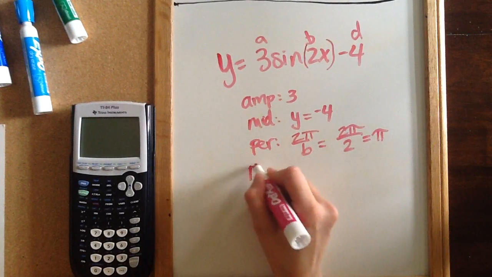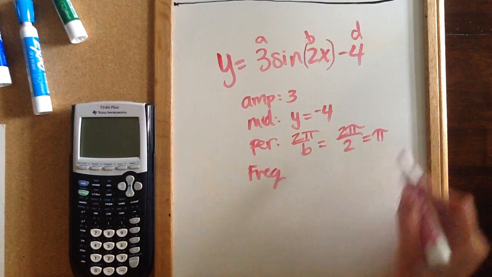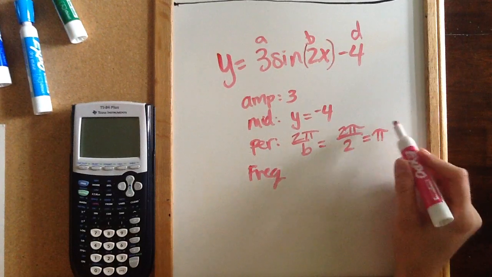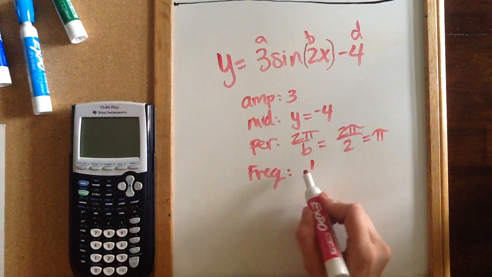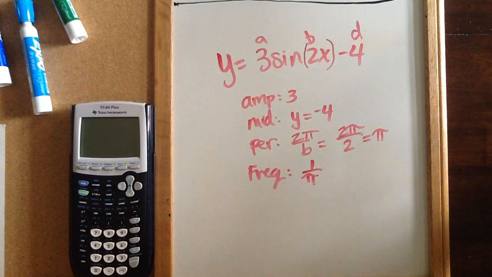Now we also have something called the frequency, which is the reciprocal of the period. So I'm just going to take the period and I'm going to flip it. So the frequency is going to be the unsaid 1 on the bottom, and then the pi that was on the top now goes to the bottom. So that's all of my information for the graph.